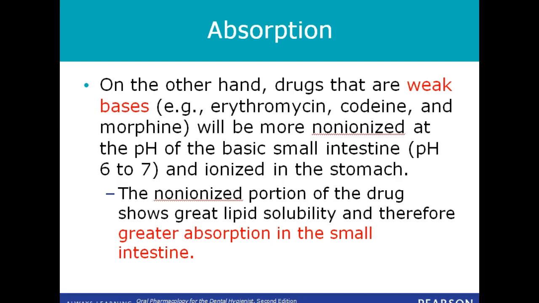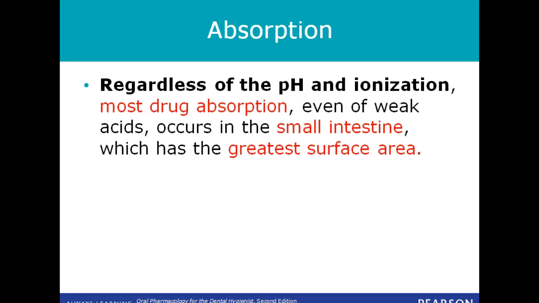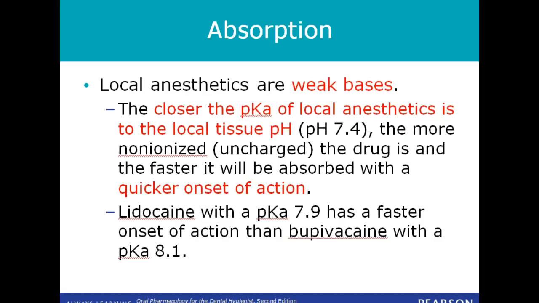Drugs that are weak bases will be more non-ionized at the pH of the basic small intestine and ionized in the stomach. The non-ionized portion of the drug shows great lipid solubility and therefore greater absorption in the small intestine. Regardless of the pH and ionization, however, most drug absorption occurs in the small intestine because it has the greatest surface area.